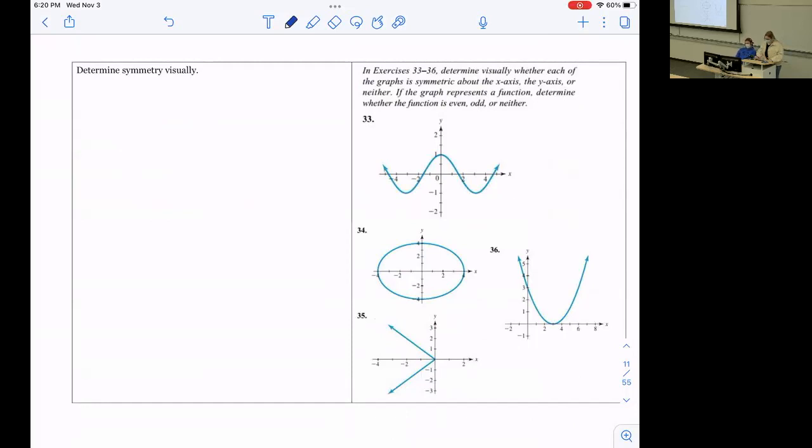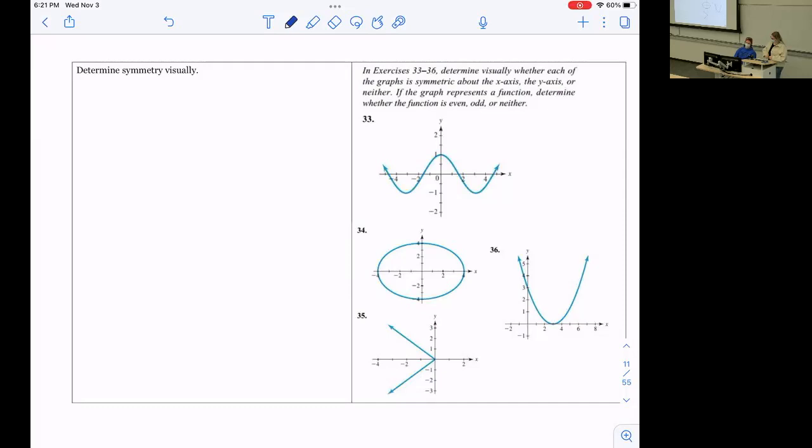So it does have symmetry across the y-axis. What'd you say that's? Even. If it has symmetry across the y-axis, that means it's even. If it has symmetry across the origin, it would be odd. If it doesn't have any symmetry, it would be neither.